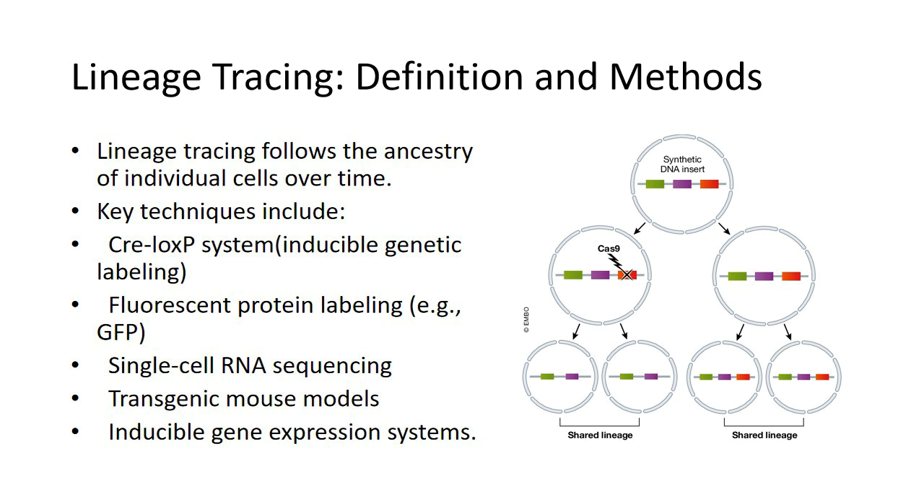Transgenic mouse models. Transgenic mice expressing reporter genes, such as GFP, under the control of specific promoter sequences, can be used to track the fate of specific cell populations throughout development. These models provide detailed information about the spatial and temporal dynamics of cell differentiation.